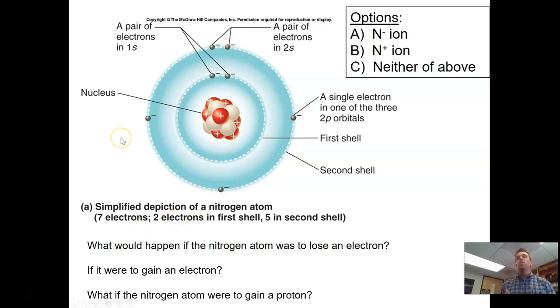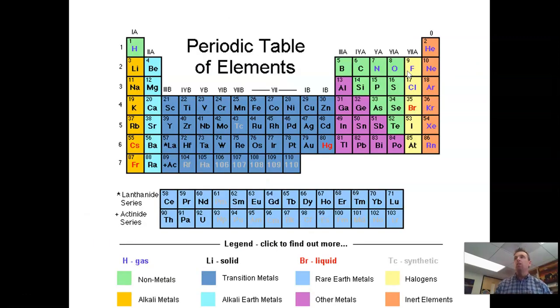All right, so what happens if the nitrogen ion were to gain a proton? This is a trick question, because if nitrogen were to gain a proton, it would be neither of the above. If nitrogen gained a proton, it now has 8 protons, meaning that it is no longer nitrogen. It would actually now be oxygen. So a little bit of a trick question there, but remember that our atoms are defined by the atomic number, which is defined by the number of protons. So if it gained a proton, it's now oxygen.